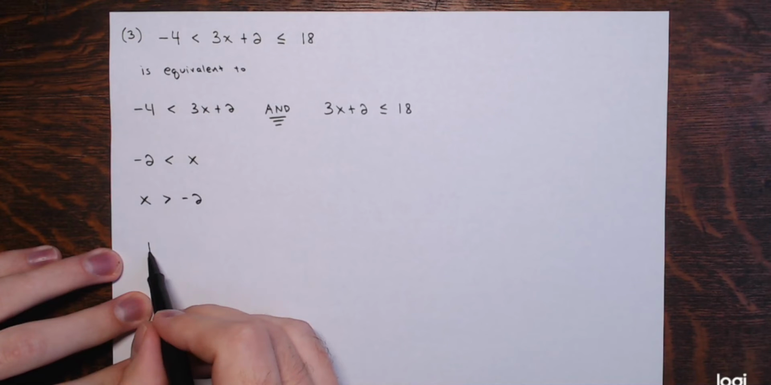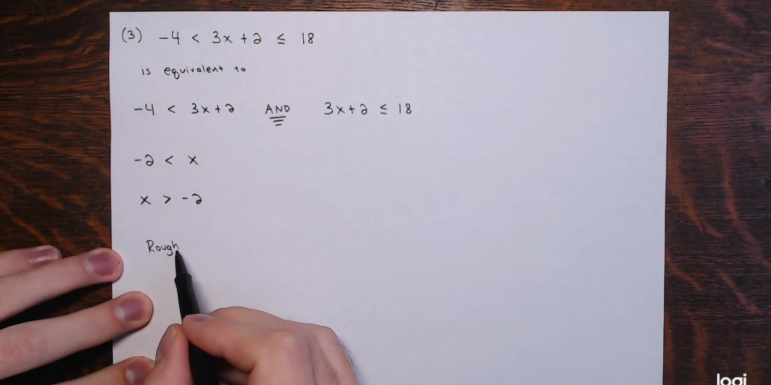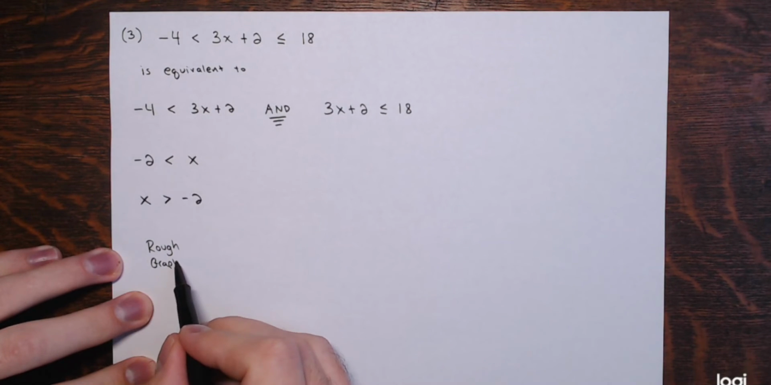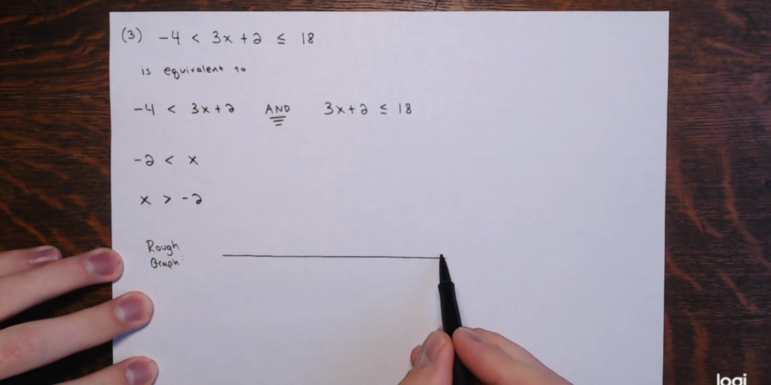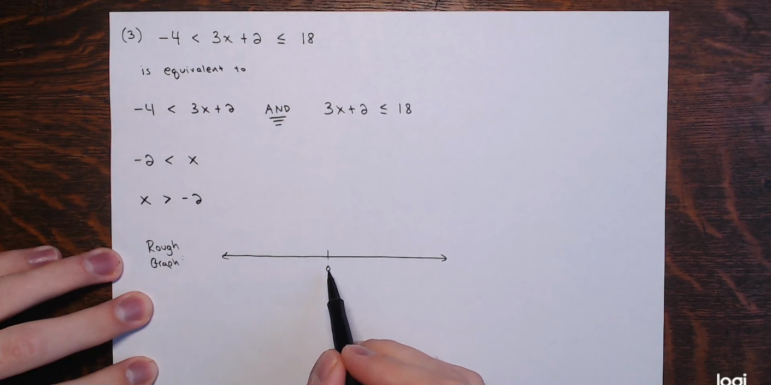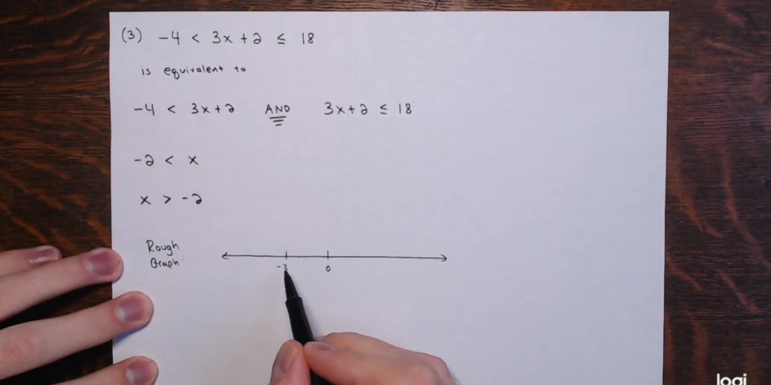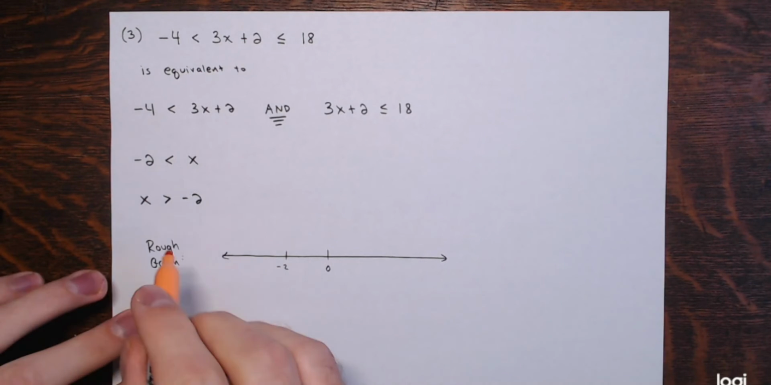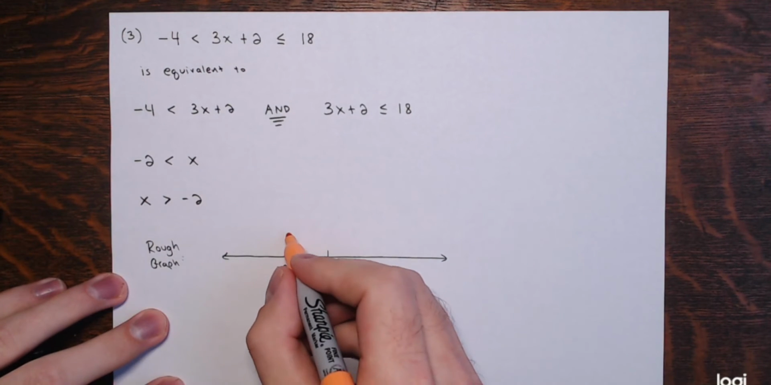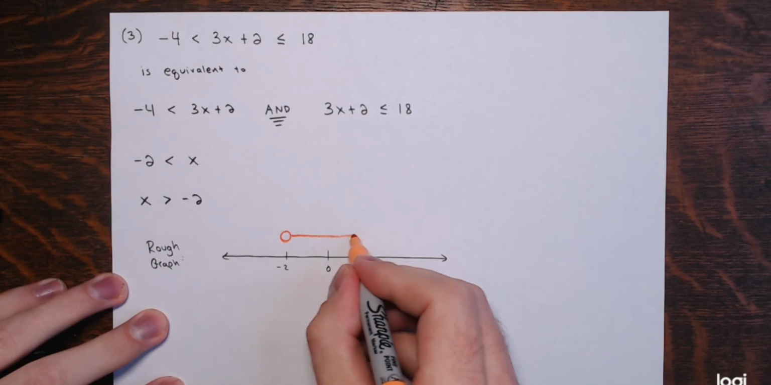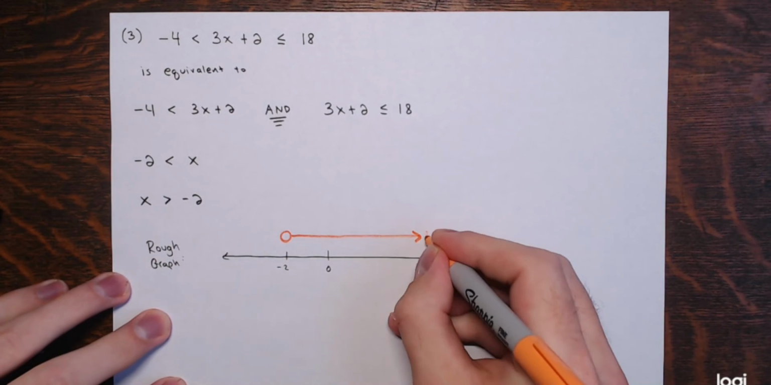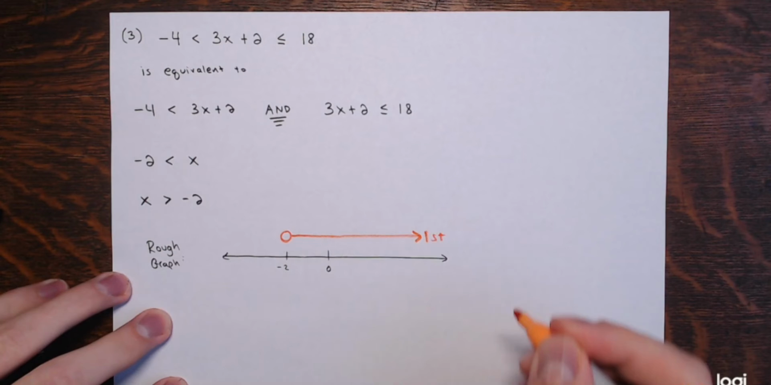And again, I'm going to make a rough draft of a graph here first. Here's 0, negative 2 would be to the left of 0. All the numbers greater than negative 2 but not negative 2 satisfy the first inequality. So there's the first inequality solutions.